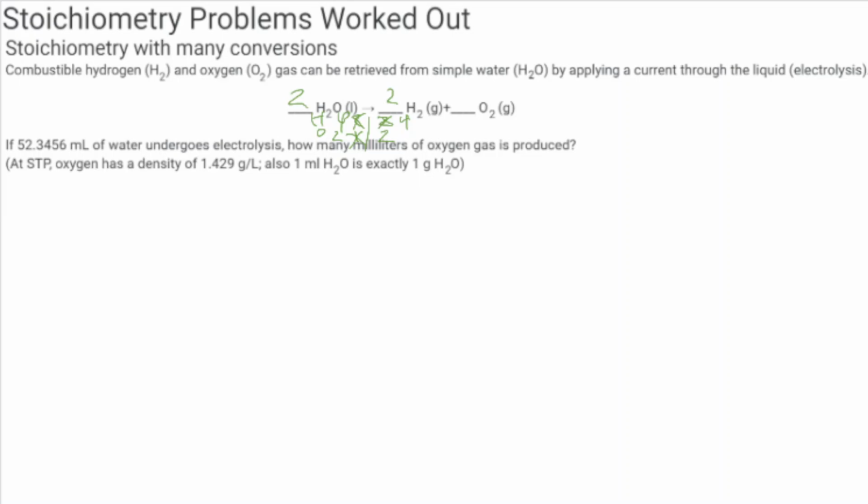So we need to decide what is our variable that we're starting out with. In this case, it's going to be our milliliters of water. And then we need to figure out what we're looking for. Where are we trying to get to? And this is going to be how many milliliters of oxygen gas are produced. So let's go ahead and start off with our variable. I'm going to write that down there. We have 52.3456 milliliters of water.